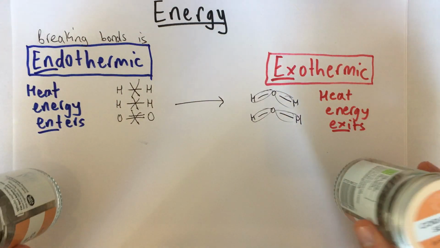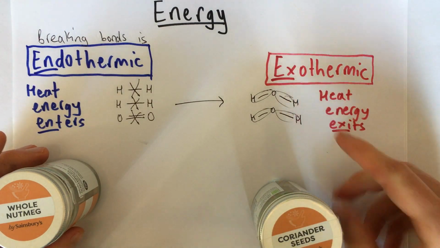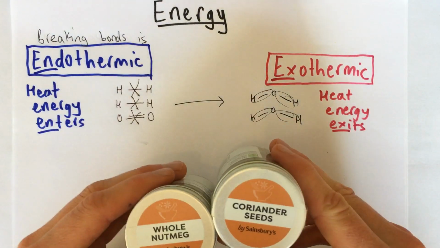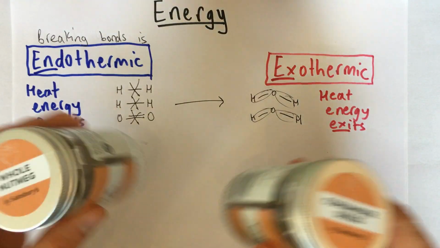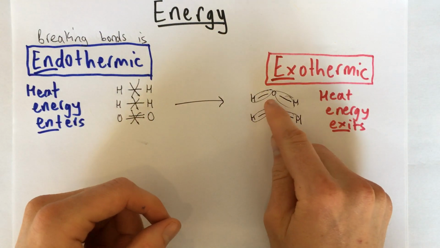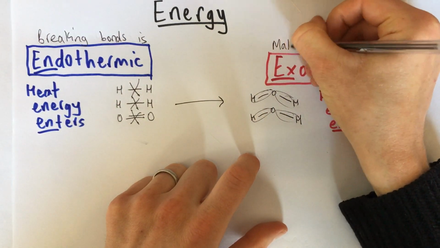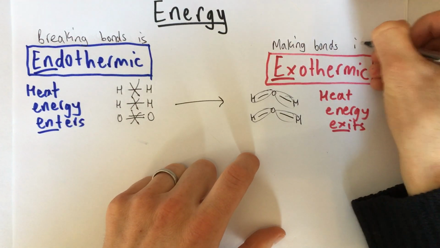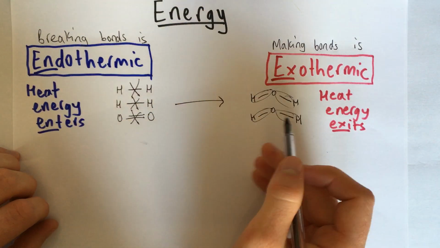For exothermic, the opposite is true for making bonds. So if I bring these two things together, I've just got some spice jars. You heard that, it gave out energy, it gave out sound energy. In a similar way, if you bring atoms together to make bonds between them, it gives out energy. So making bonds is exothermic. So those are the two processes that happen in every single chemical reaction.